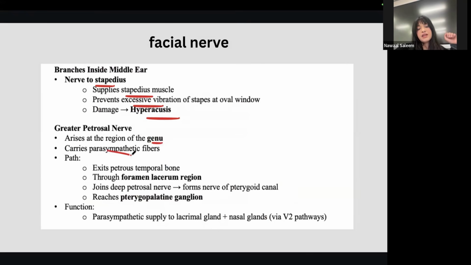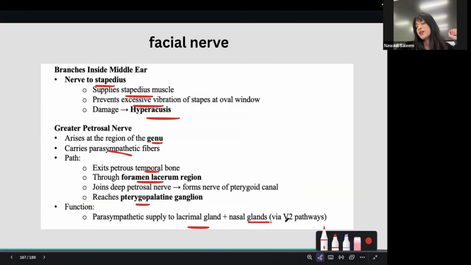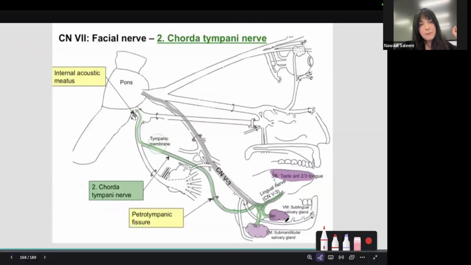It carries parasympathetic fibers, exits the petrous bone through the foramen lacerum, reaches the pterygopalatine ganglion, and then it supplies the lacrimal gland and nasal glands. We talked about this. Okay?